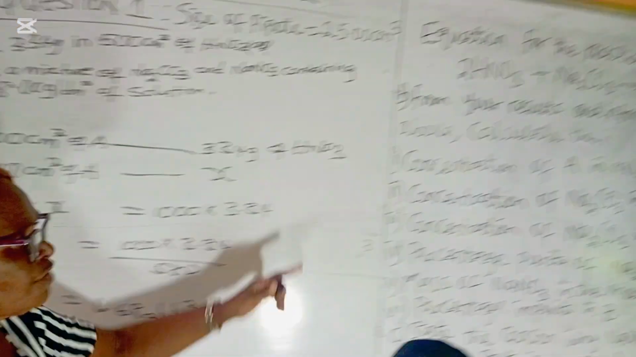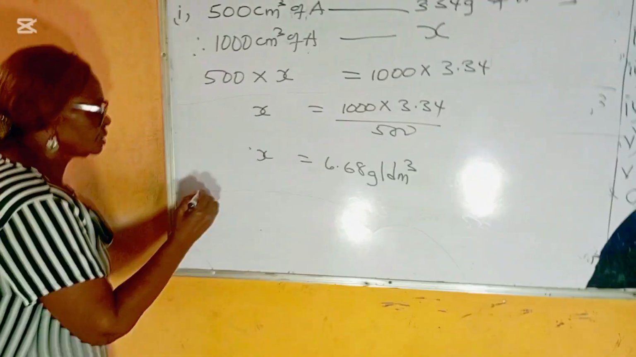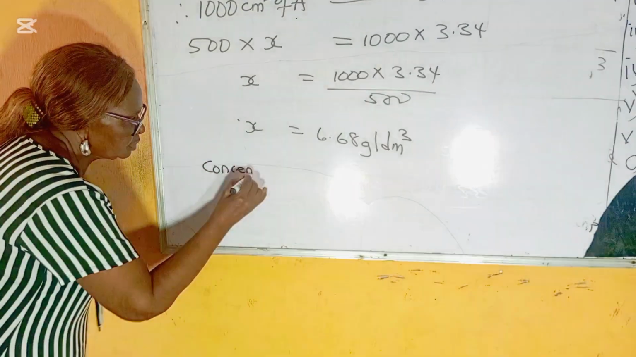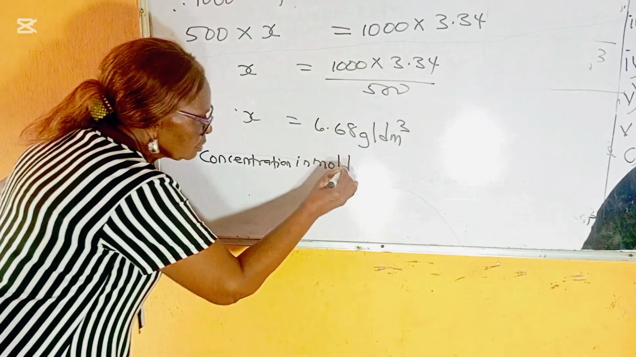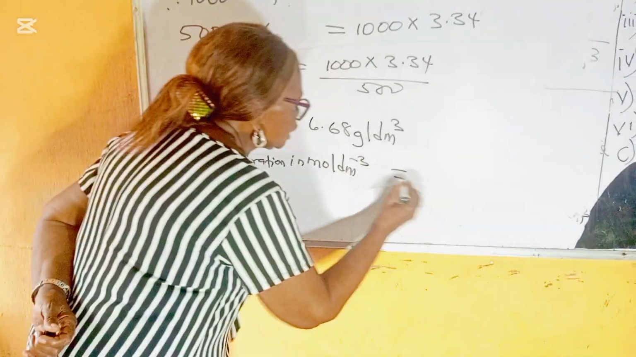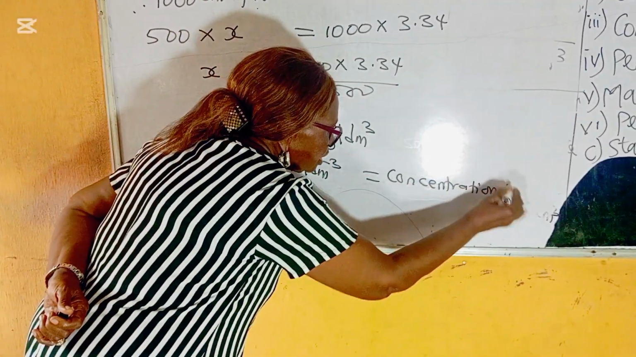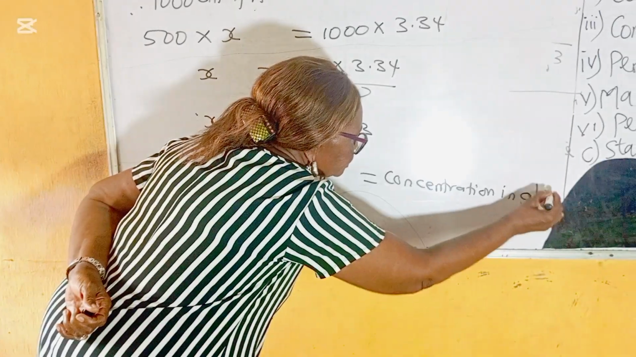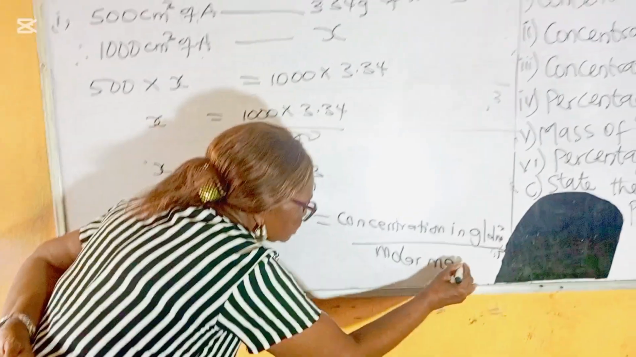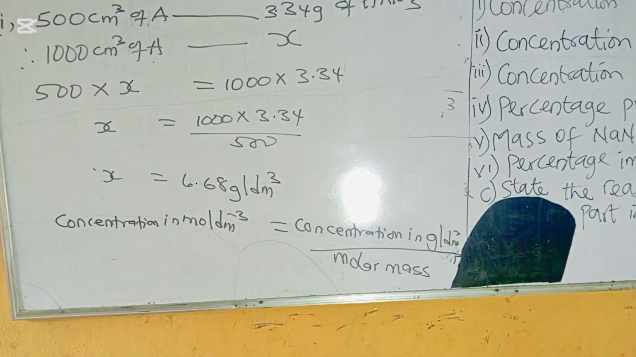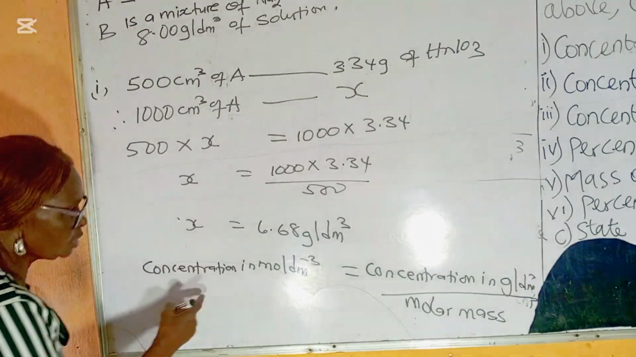We go back again, look at it. The final answer says in mole per dm cube. There's a formula for that. And the formula goes like this. Concentration in mole per dm cube is equal to concentration in grams per dm cube divided by molar mass. Now, this formula will help you because you know your acid, so you'll be able to get the molar mass. So, conc in mole is what you are looking for.